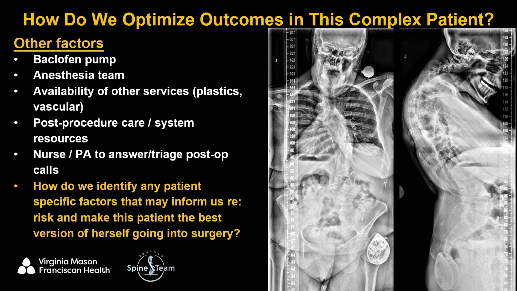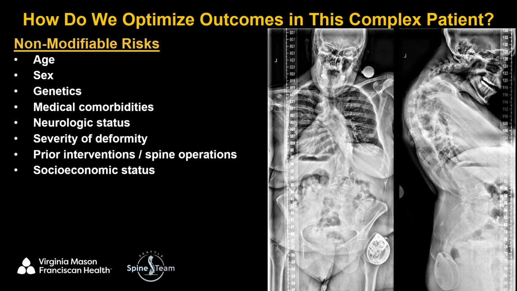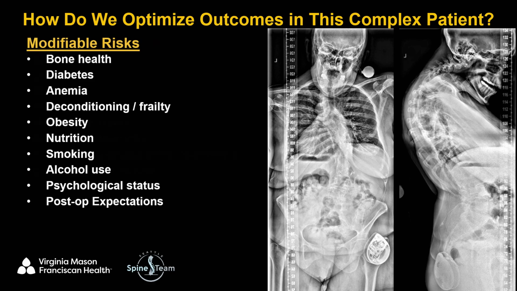And how do we make this person the best version of herself prior to surgery so that she can have the best possible outcome? So we can think of this in terms of non-modifiable risks as well as modifiable risks. The non-modifiable risks, we don't have much control over. We can't change her age, can't change the severity of her deformity. We can't change what sort of social support system that she has at home, family members that are able to help take care of her.